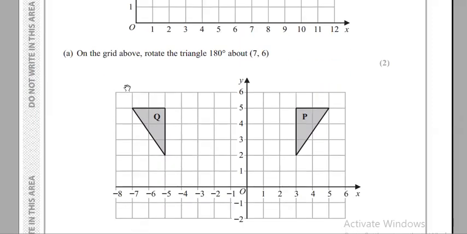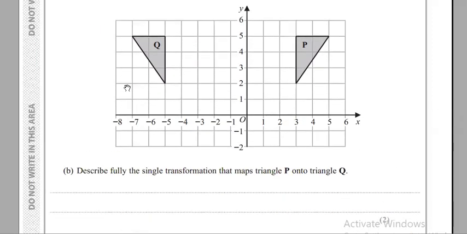Now, for the next question here, we have two shapes, P and Q. Describe fully the single transformation that maps triangle P onto triangle Q. So P became Q. How did that happen? Basically, when you look at these two shapes, you will find out that both of them have the same alignment, but they are flipped. So basically, it's a reflection. It's not a rotation because the places of the points are still the same.